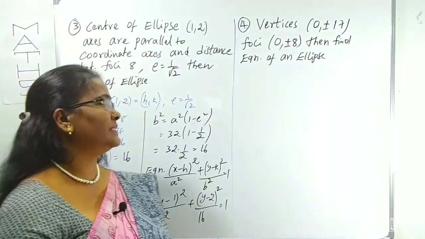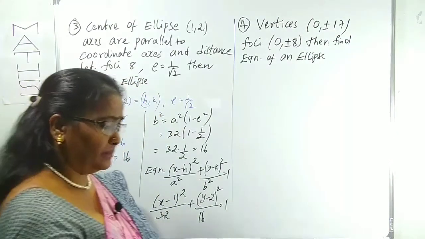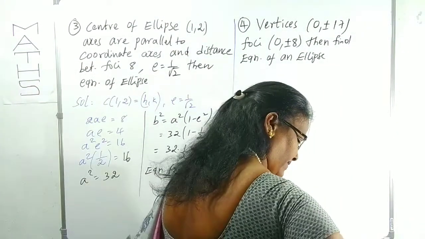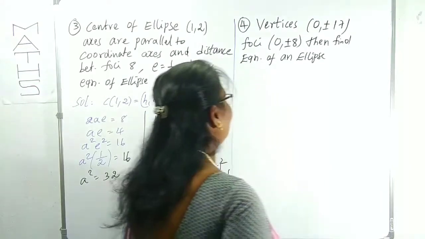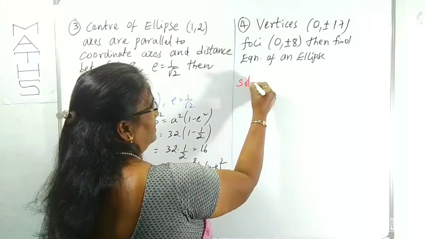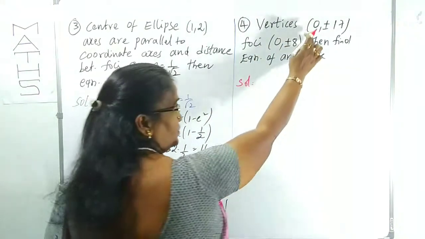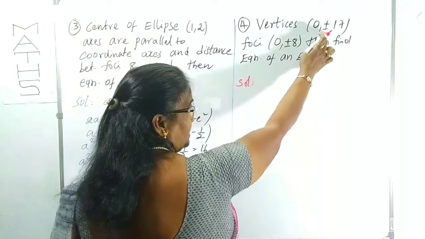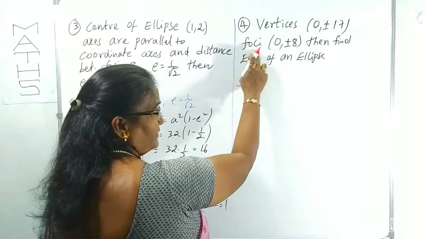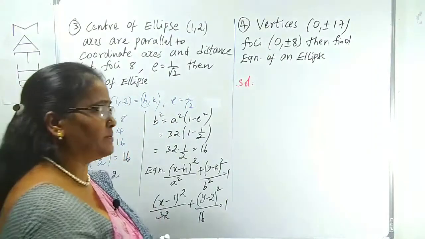Right. Question number 4. Here, what is given? In this question, it is given that the vertices are (0, plus or minus 17). The x coordinate is 0, the y coordinate is plus or minus 17. The foci are given as (0, plus or minus 8). Then find the equation of the ellipse.